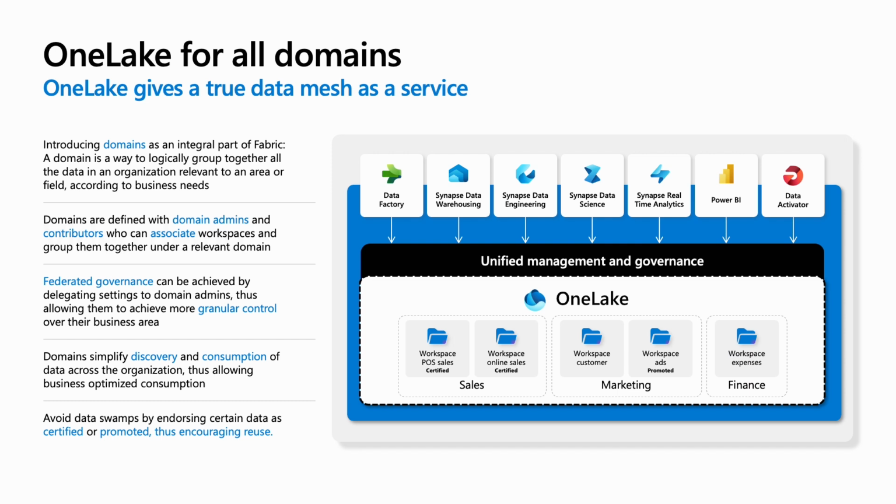Business optimized consumption is provided as well, as domains simplify discovery and consumption of data across the organization, as users can filter per domain and discover data in that way. And last, data swamps can be avoided by endorsing certain data within a domain and tagging that data as certified or promoted, thus surfacing that data to the top and encouraging reuse. Let's see a live demo of these capabilities, showing how to define domains, how to associate workspaces to them, how to achieve federated governance, and business optimized consumption.